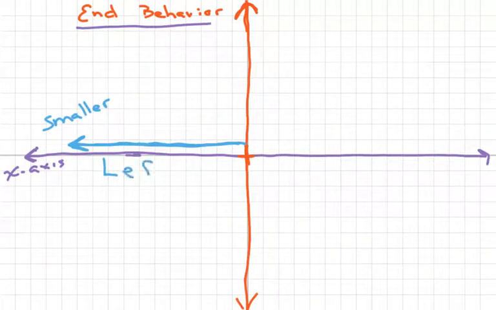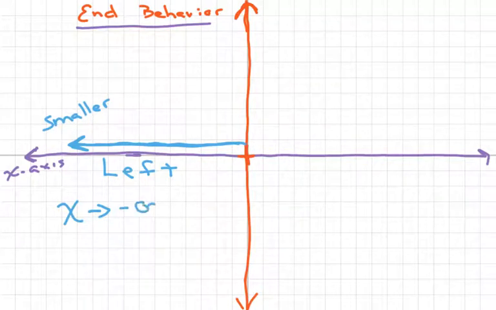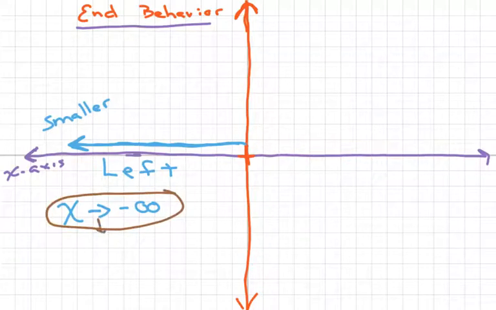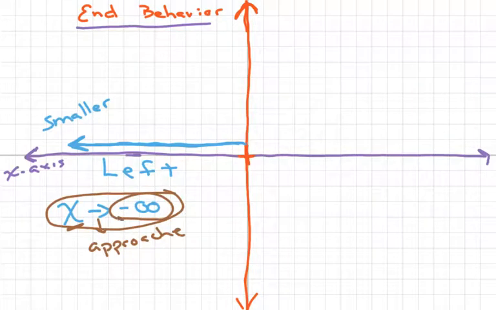Hopefully you said left. In math, when we want to say the left side or the left boundary, we say that x, and we use this arrow, approaches negative infinity. So we read that arrow as approaches. X is approaching negative infinity. All that means is it's the left side of the graph. But in math, if we don't say the left side, we say x is approaching negative infinity.